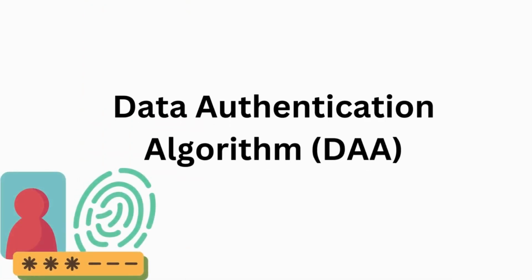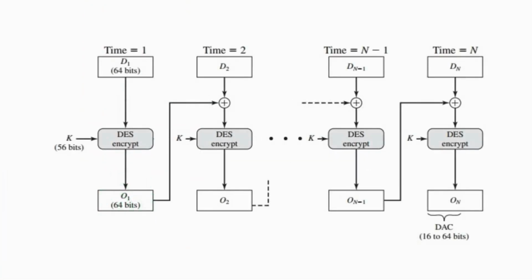Data Authentication Algorithm. The algorithm can be defined as using the cipher block chaining, CBC, mode of operation of DES with an initialization vector of 0. The data, for example a message, record, file, or program, to be authenticated are grouped into contiguous 64-bit blocks, D1, D2, up to Dn. If necessary, the final block is padded on the right with zeros to form a full 64-bit block.